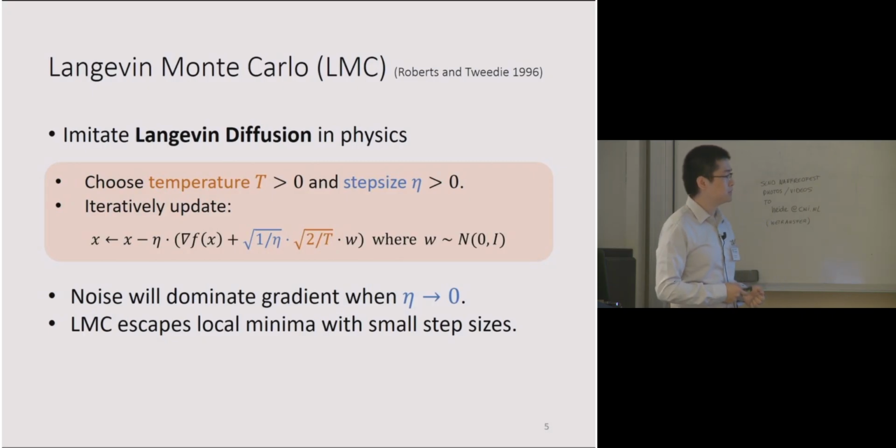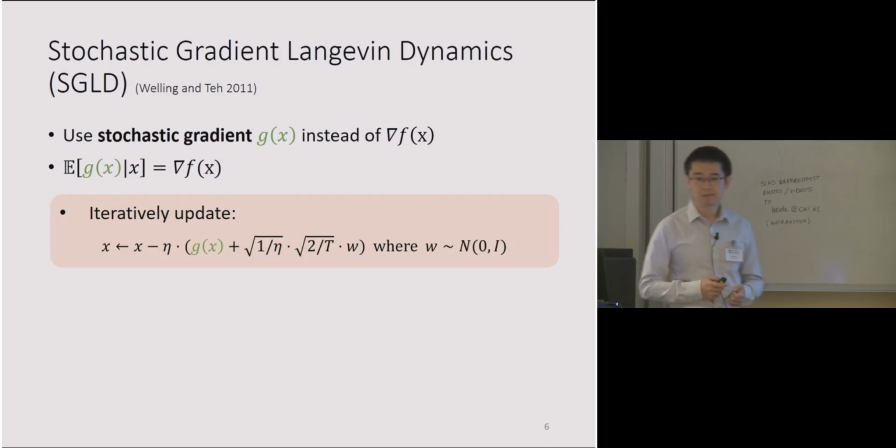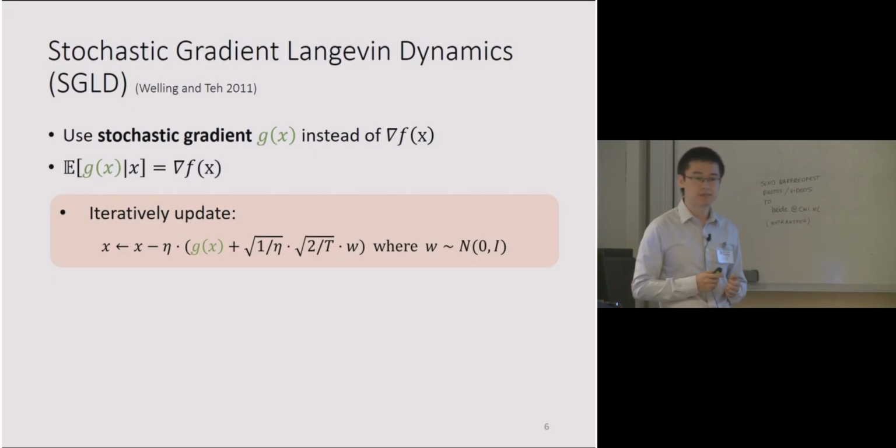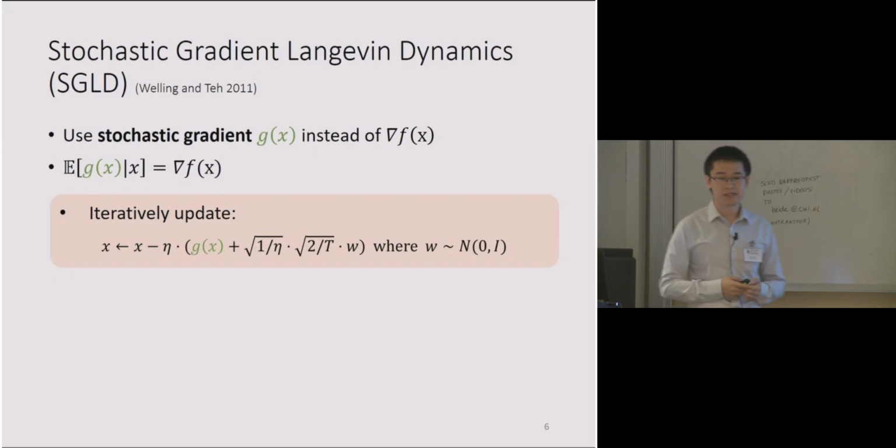There's another hyperparameter T that controls the magnitude of noise. I call it the temperature parameter, because in a continuous version of LMC, called the Langevin diffusion process in physics, this parameter T has the physical meaning of a temperature. If I replace the exact gradient by the stochastic gradient, then this gives the stochastic gradient Langevin dynamics algorithm. This is a generalization of LMC, because if the stochastic gradient is equal to the exact gradient, then this reduces to the classical LMC. I'm going to focus more on SGLD in this talk because it is the more general version of the algorithm.